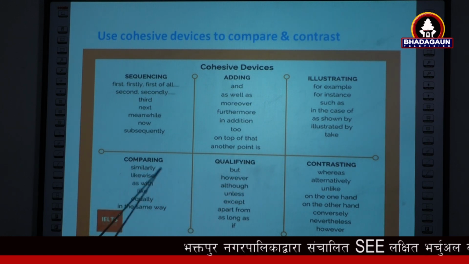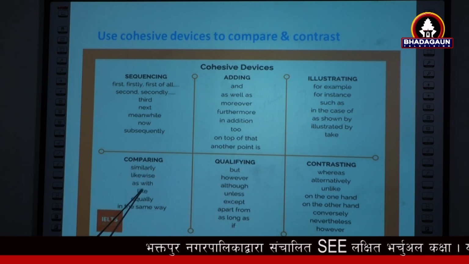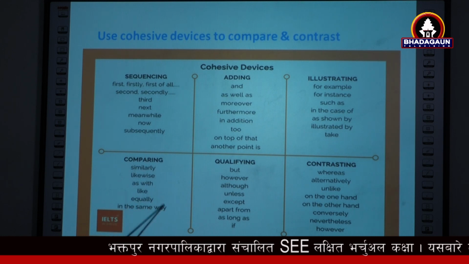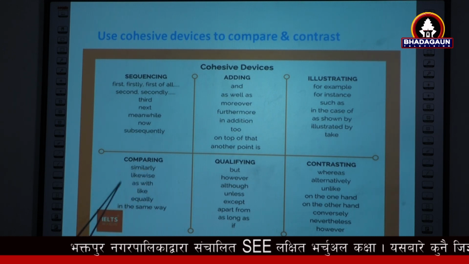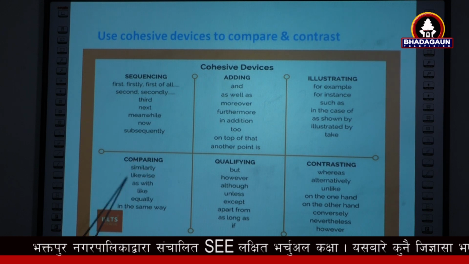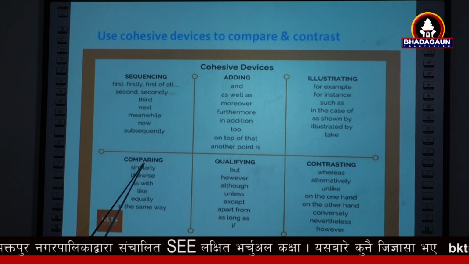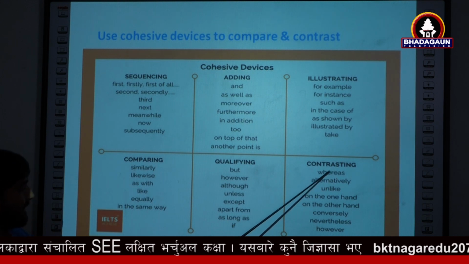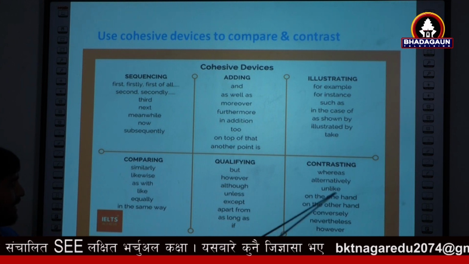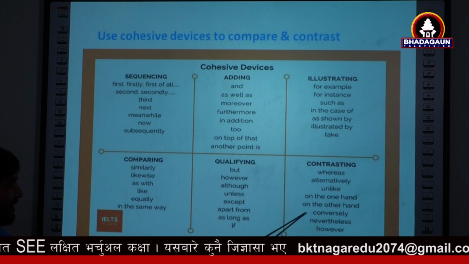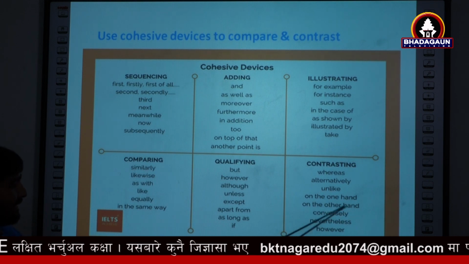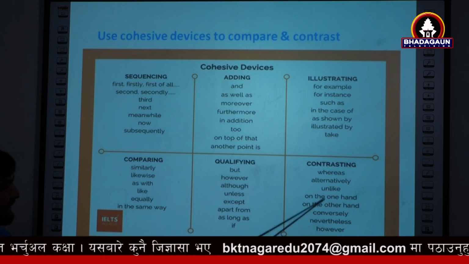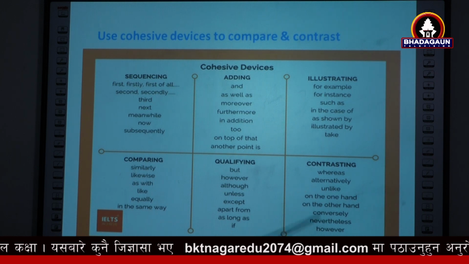So generally, similarly, likewise, as with, like, equally, in the same way, we compare the idea using those cohesive devices. If you use those cohesive devices for comparing, that will be very nice. And for contrast, opposite ideas: whereas, alternatively, unlike, on the one hand, on the other hand, conversely, nevertheless, however. These are the contrasting cohesive devices.